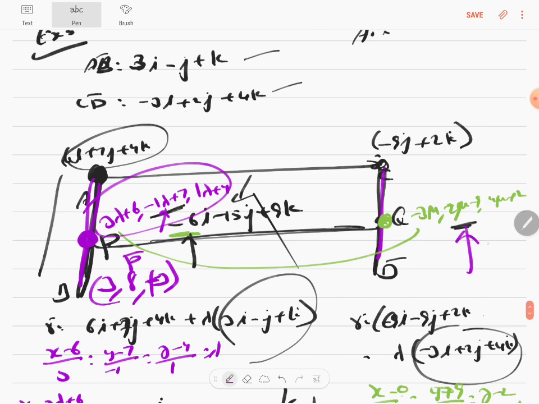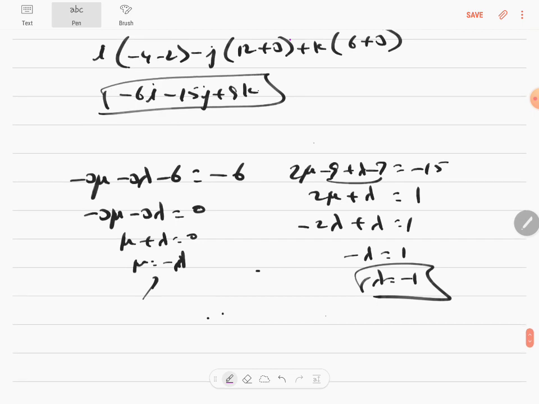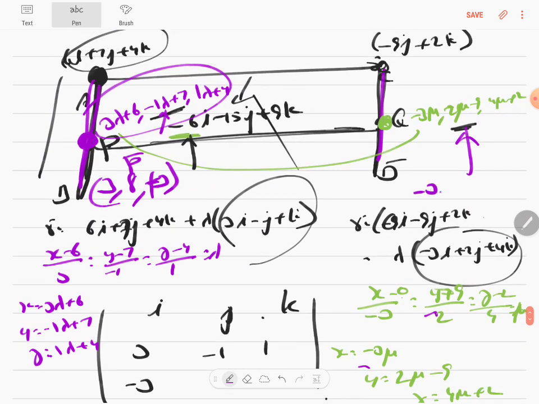Thus you find lambda. Similarly you found mu, you can substitute there. Lambda is equal to minus 1 means mu is equal to plus 1. Substituting here, so minus 3, 2, no, it's minus 7 because 2 minus 9 is minus 7. Minus 7, and then this will become 4 plus 2 is 6. Thus you are able to locate P and Q.